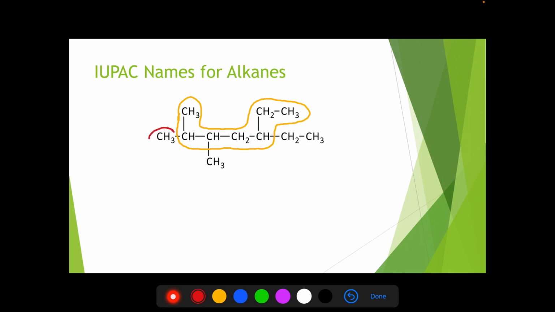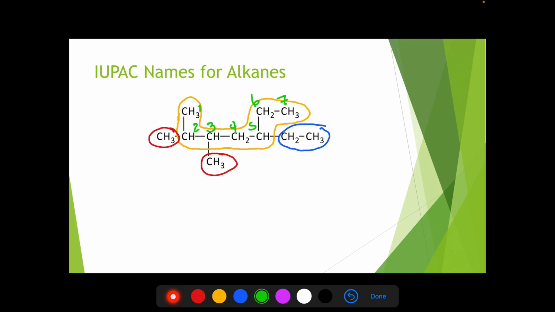I'm going to circle my substituents. There's a methyl, and there is an ethyl. Now I'd like to number them. Starting over here would be carbon 1, 2, and the branch would happen at 3. Starting over here would be carbon 1, 2, so the branch would happen off of 2. So that's why I want to go carbon 1, 2, 3, 4, 5, 6, carbon number 7.